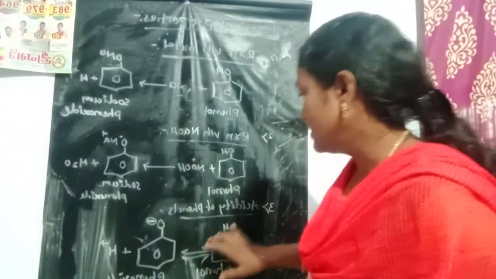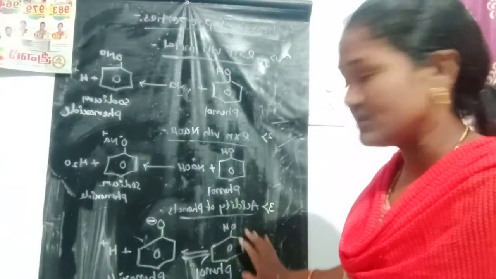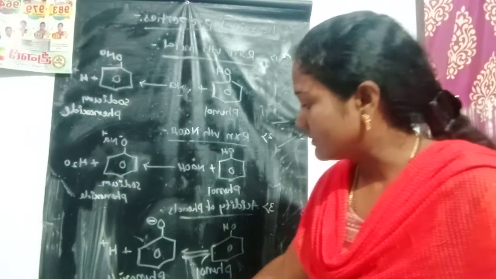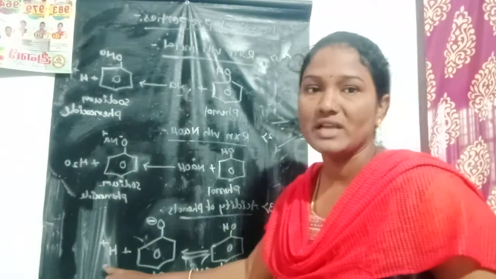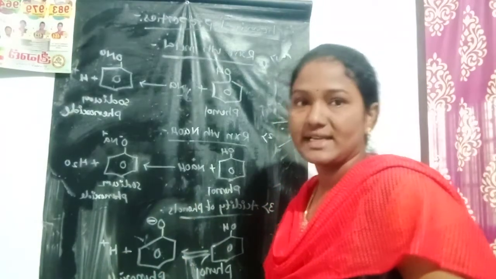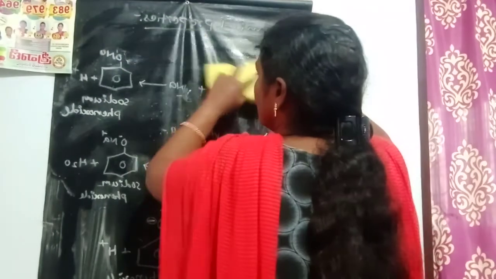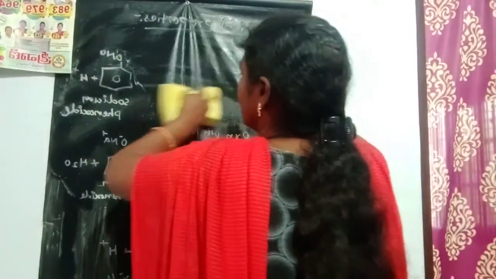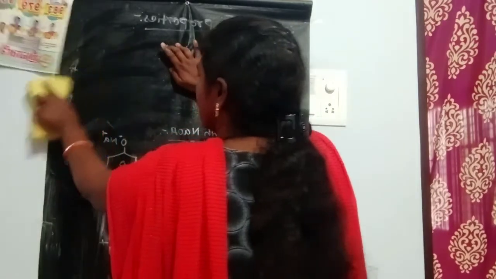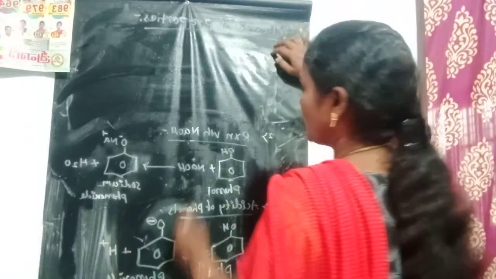First is reaction with metal, second is reaction with sodium hydroxide, third is acidity of phenols. Phenol forms phenoxide ion with removal of H plus ions. Next is the resonance structure of phenoxide ion.